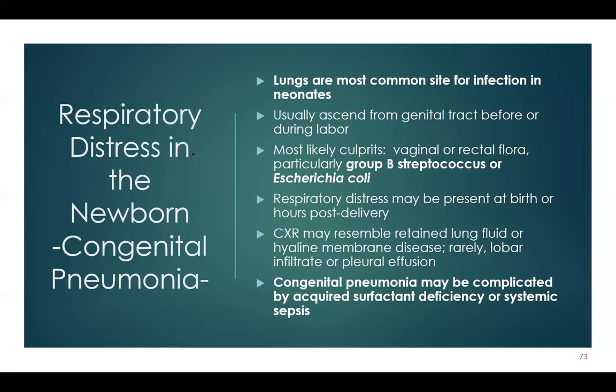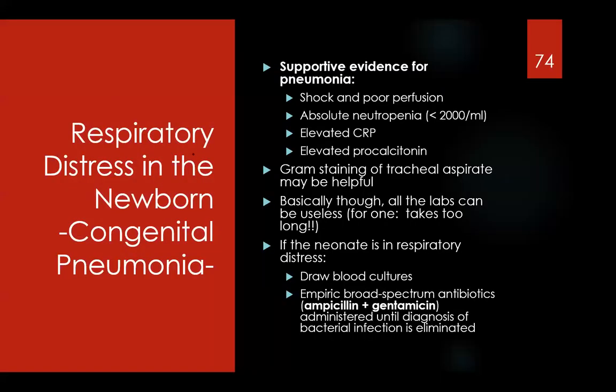We want to do a chest x-ray. This may resemble retained lung fluid or hyaline membrane disease. Rarely, we're going to see a lobar infiltrate or a pleural effusion. Congenital pneumonia may be complicated by acquired surfactant deficiency or systemic sepsis. Who's going to have surfactant deficiency? Ding, ding, ding, it's going to be your cystic fibrosis patients.